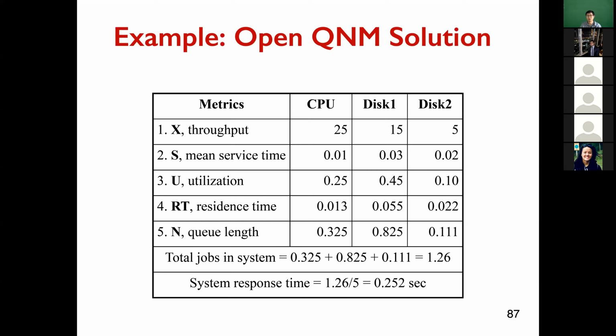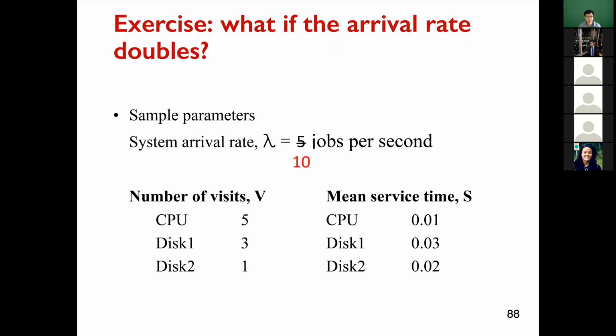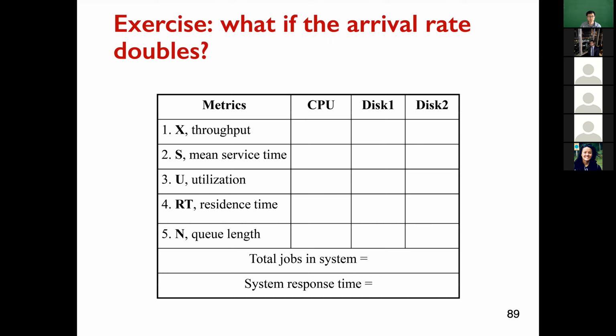Here I have one exercise. You don't need to do it here. I want you to do it after the class, okay? What if we change the arrival rate from 5 to 10, right? We double the arrival rate. Then I want you to calculate the metrics. Eventually, I want you to calculate the system response time, okay? Just follow the same formula, okay? This is for open QM.